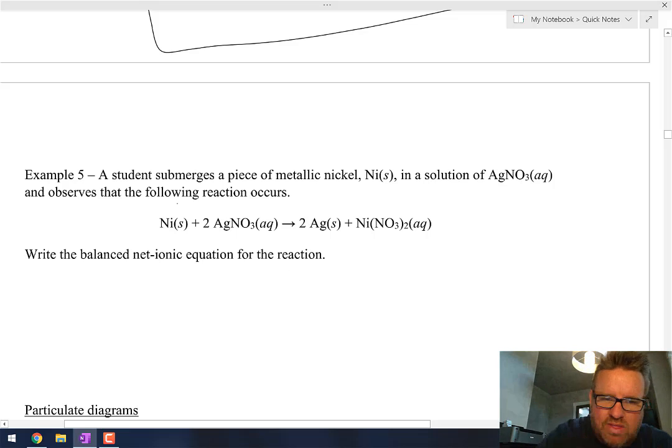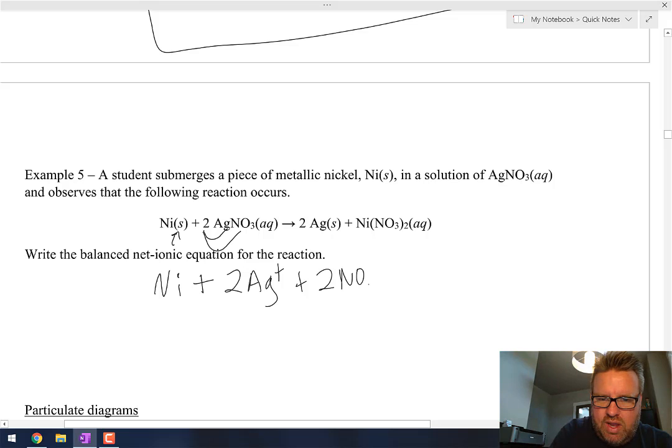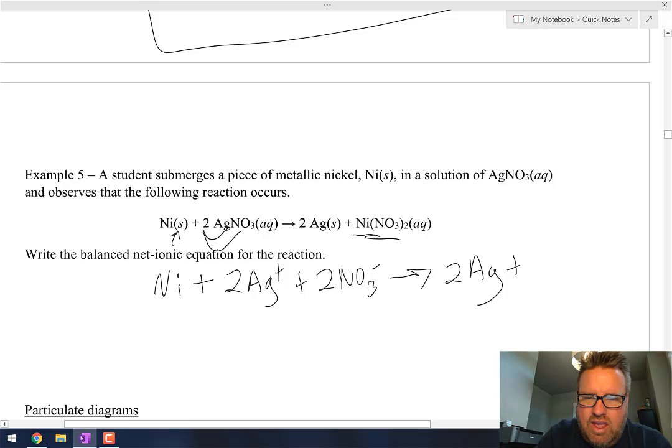So again, they've written the equation. They've balanced the equation. Now we just need to separate things. And again, don't worry about the solid liquids and stuff like that. Okay, so Ni plus silver nitrate dissociates. Why? Because it's got a nitrate in it. So remember, you break that into 2. So 2 Ag pluses and 2 NO3 minuses make 2 Ag plus, and then here, is this one soluble? Yep, because it's got a nitrate in it.